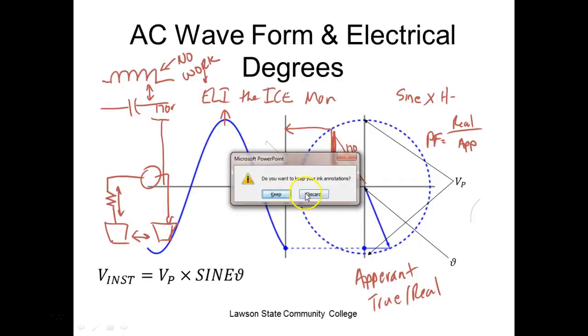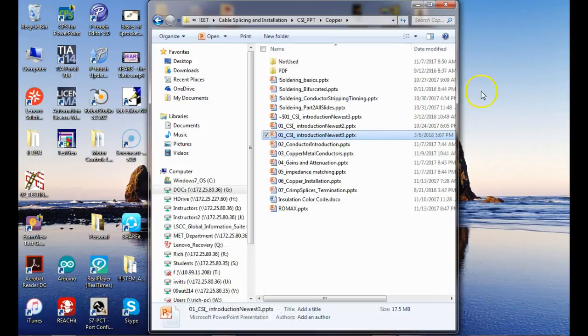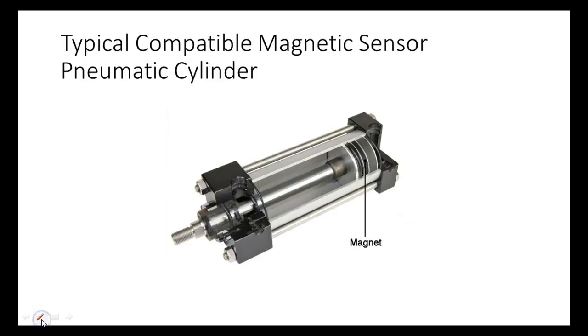Oh, that one's still running in the background. Let's go over here. Okay. Now we have two types.